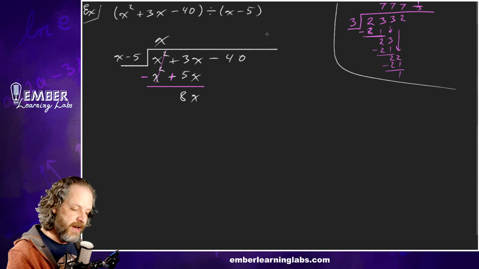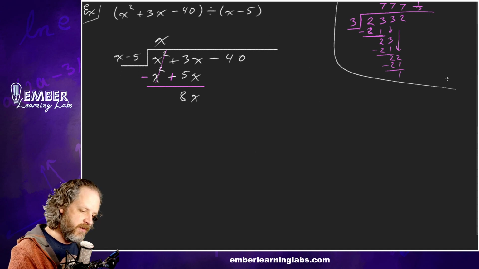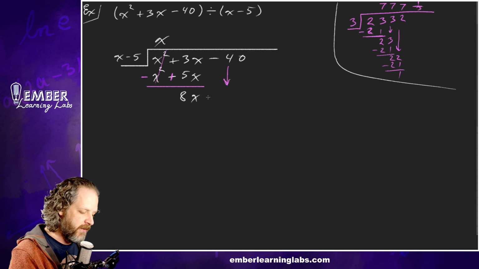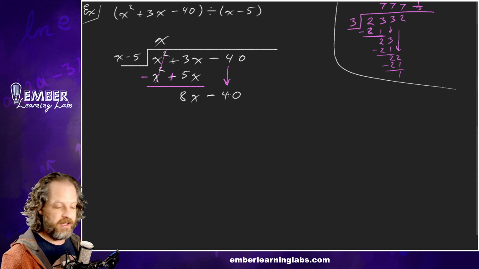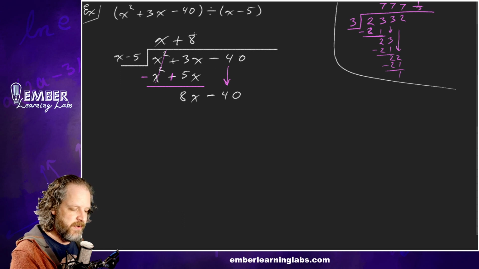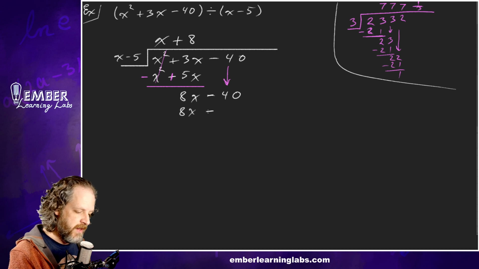So after you subtract, you bring down the next thing. So we're going to do the exact same thing. We're going to bring down the next thing, which is a minus 40. And then rinse and repeat until we're at the end of the line. So x goes into 8x 8 times. So plus 8. Then distribute. 8 times x is 8x. 8 times negative 5 is negative 40.